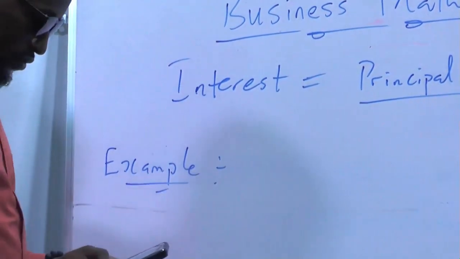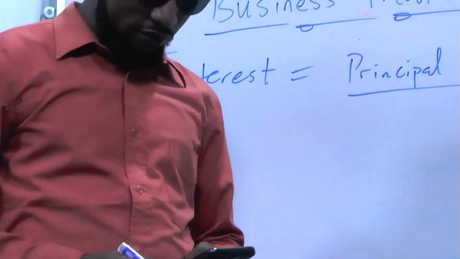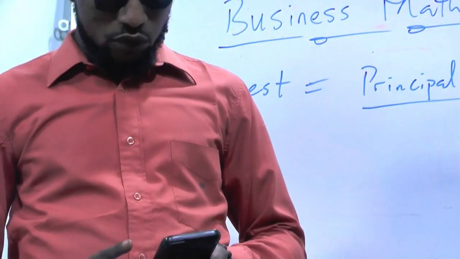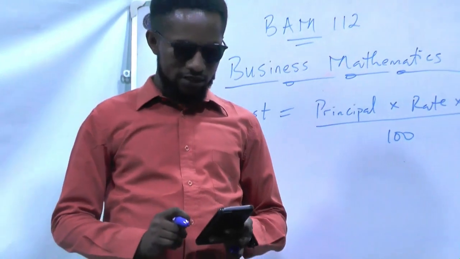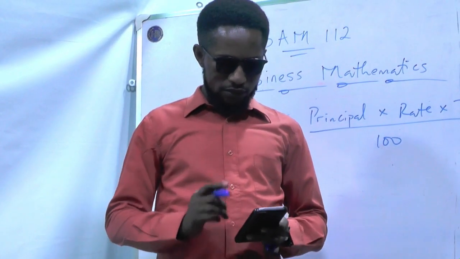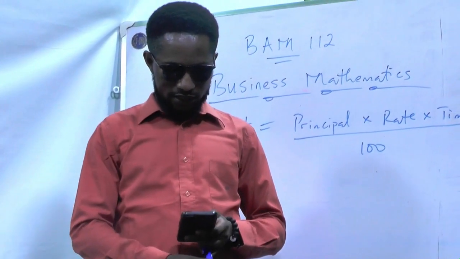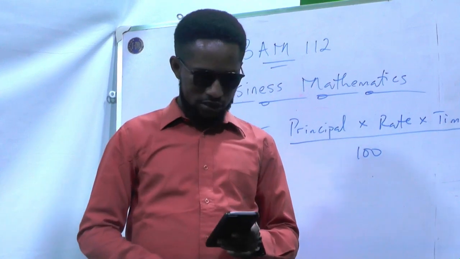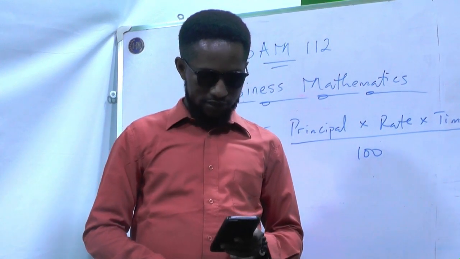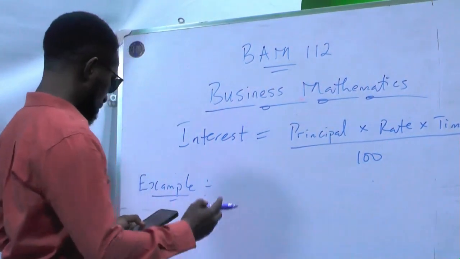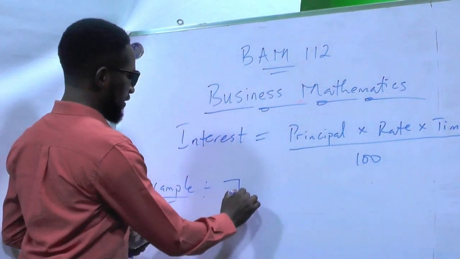So the question says that John borrowed a loan of 10,000 naira from the bank with an annual interest rate of 8%. If he repays the loan after 2 years, what will be the total interest he will pay? So this is a question. I would like to write it on the board so that you students can see it very well.